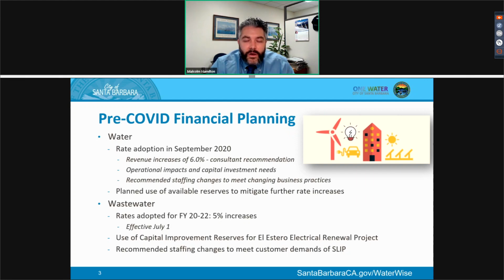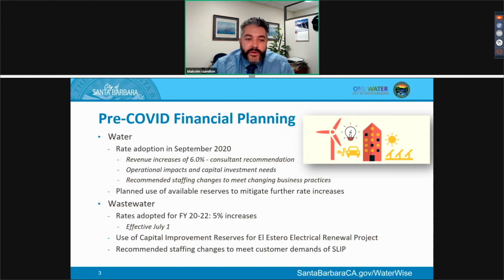Also, we had some new capital investment needs, so we needed to step up our level of capital investment. Water main replacement, we had moved from 1% to 2% annual replacement rate recently, and we wanted to keep that going. And in addition, we had some recommended staffing changes to meet changing business practices, namely to meet the change in the advanced metering infrastructure implementation. Also, we were going to use reserves in the water fund, and that was going to help us buffer some of the rate increase, or it would lower what would otherwise be the rate increase.